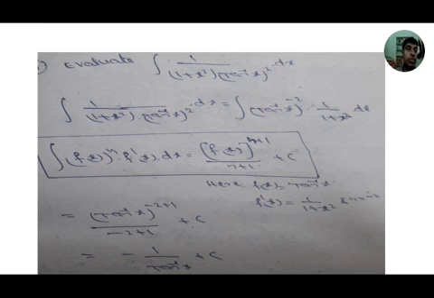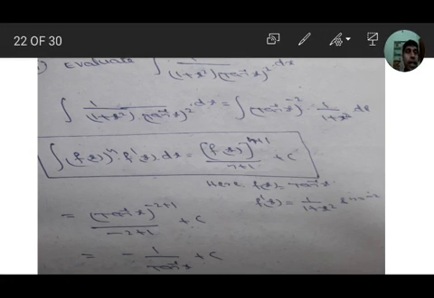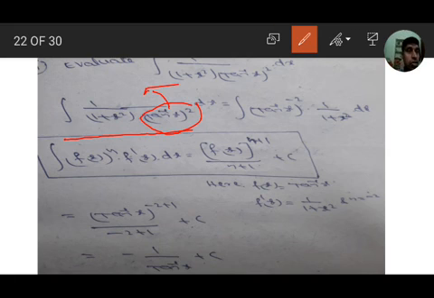The integration of 1 by (1 plus x square) into (tan inverse x) whole square dx. What will we do here? The integration of 1 by (1 plus x square) into (tan inverse x) whole square dx can be written as the integration of (tan inverse x) whole to the power of minus 2 into 1 by 1 plus x square dx, since this (tan inverse x) whole square can be brought to the numerator.